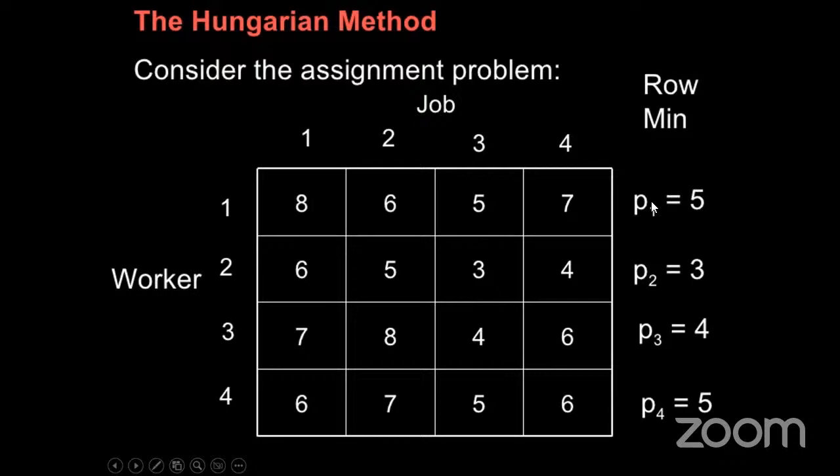Row wise, the minimum in the first row is 5, here the minimum is 3, here the minimum is 4, here the minimum is 5. This minimum value is to be subtracted from all the elements of that row. So 5 is subtracted from this row: 8 minus 5, 6 minus 5, 5 minus 5, 7 minus 5. The new values, we write in another matrix: 3, 1, 0, 2. Similarly, here 3 is subtracted from all, and you get 3, 2, 0, 1.